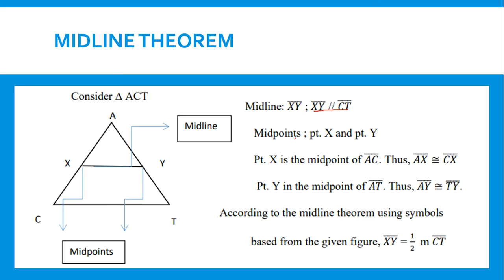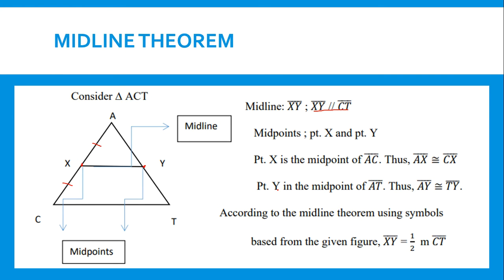What are the midpoints? If there is a midline, there are always midpoints that are created. On the left side of the triangle, point X. On the right side, point Y. Point X is the midpoint of AC. AC is the left side of the triangle, and it divides into two equal parts. Whatever the distance from X to A, it's the same as the distance from X to C. So they are the same.